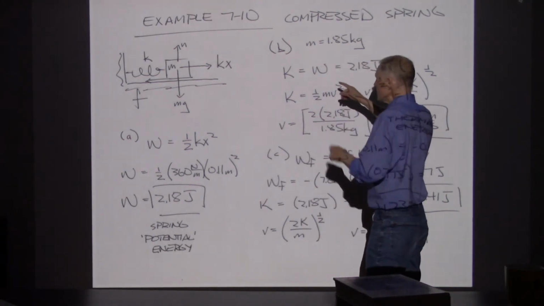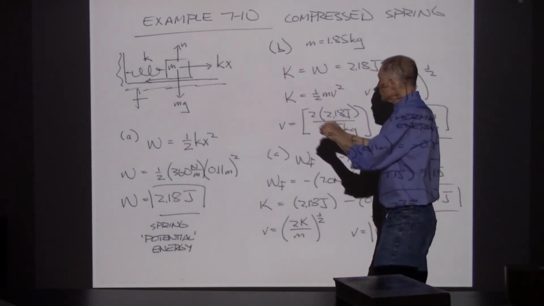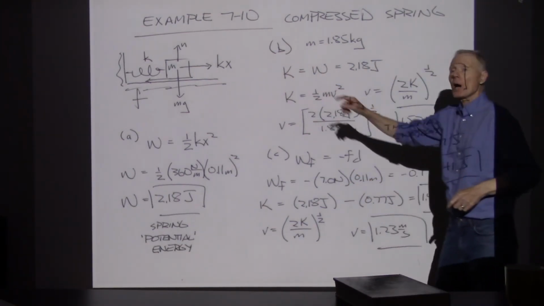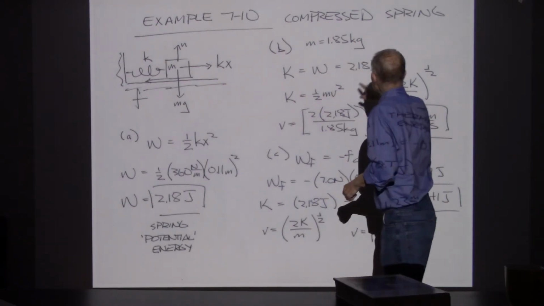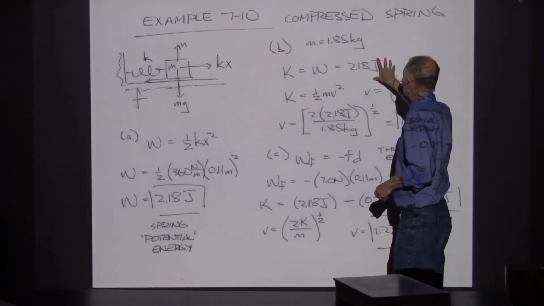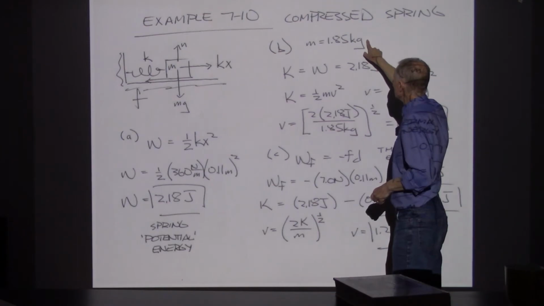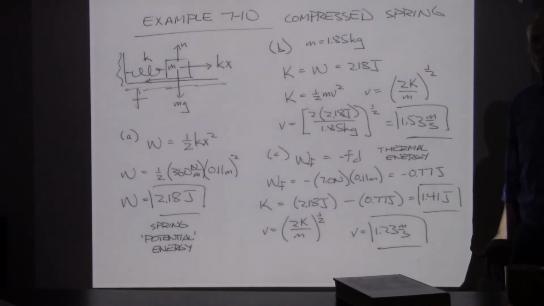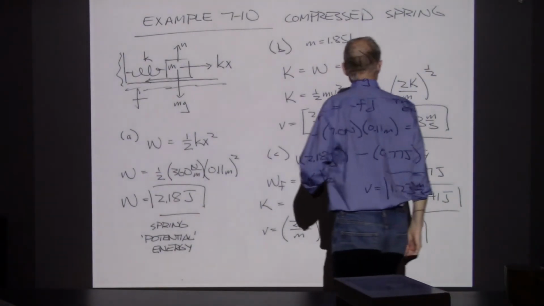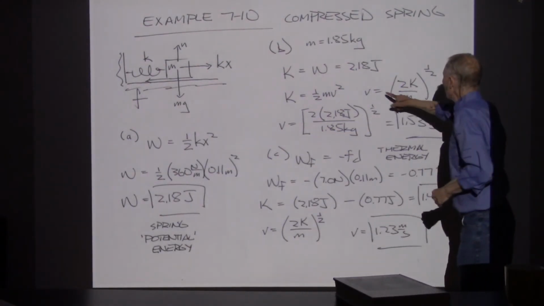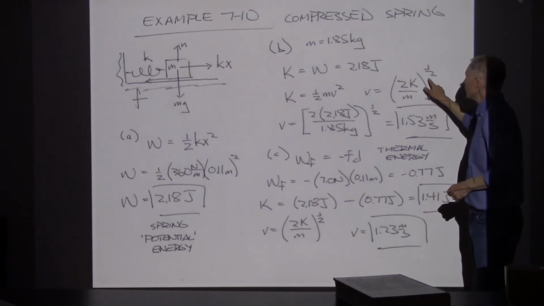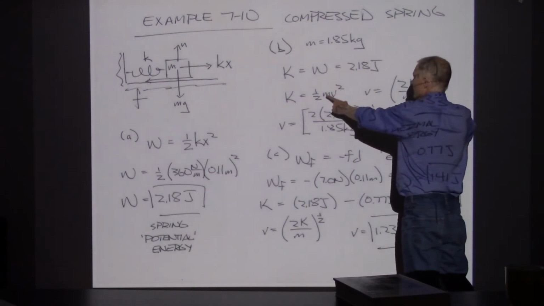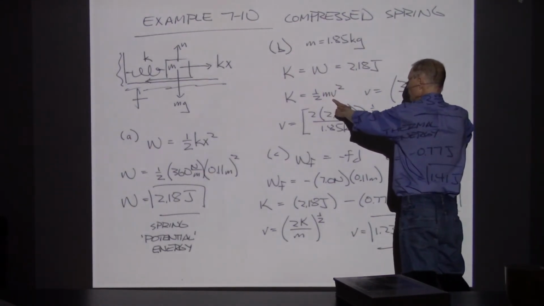All of the energy that we stored when we compress the spring is going to get returned into kinetic energy of the block. So the kinetic energy of the block is going to be 2.18 joules. Now I know the mass of the block, and I know the formula for kinetic energy. How could I come up with velocity? And this is an important formula: v is equal to (2K over m) to the 1/2.